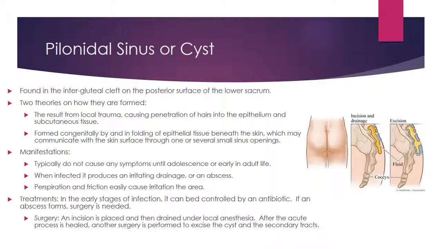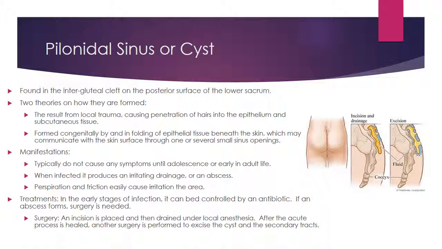Okay, last on the list we've got is the pilonidal sinus or cyst. It is found in the intergluteal cleft on the posterior surface of the lower sacrum. Two theories on how they are formed: one is that it is the result of local trauma causing penetration of hairs into the epithelium and subcutaneous tissue. And number two, that they are formed congenitally by an infolding of epithelial tissue beneath the skin, which may communicate with the skin surface through one or several small sinus openings.